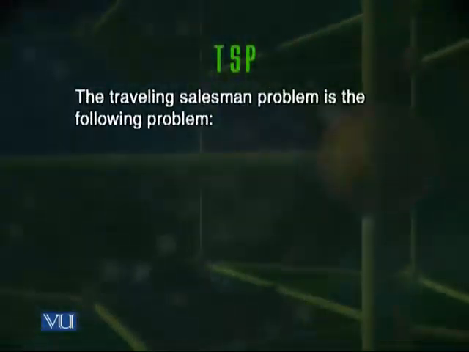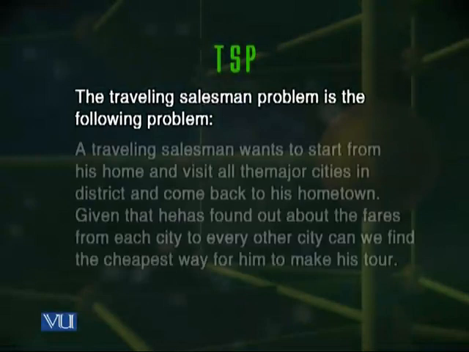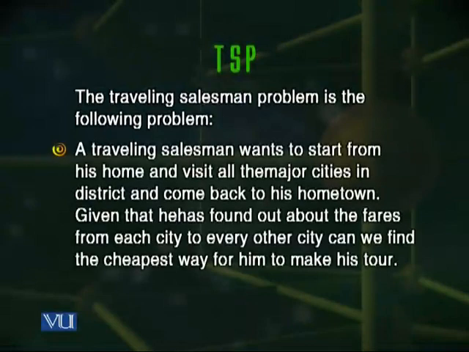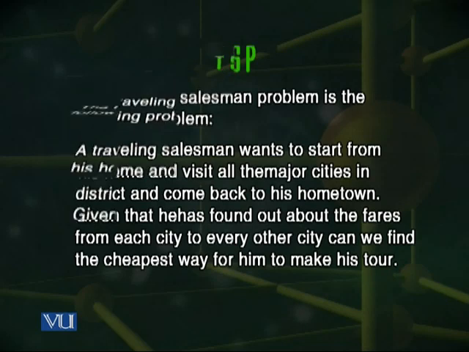We will start by reviewing the traveling salesman problem and then look at a two approximation algorithm for the metric TSP. The traveling salesman problem once again is the following: a traveling salesman wants to start from his home and visit all the major cities in a district and come back to his hometown. Given that he has found out about the fares from each city to every other city, can we find the cheapest way for him to make his tour? So that is the basic problem statement of the traveling salesman problem.